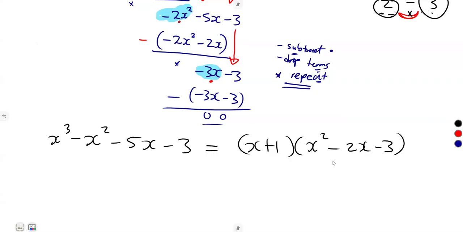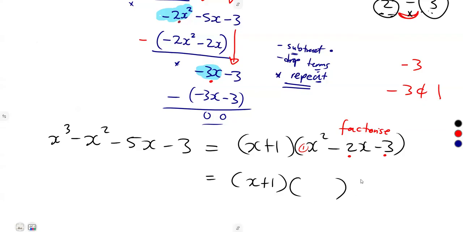Can we factorize the second bracket? If possible, factorize, because you must factorize fully. And that's a quadratic. Remember, a quadratic, guys, it's easier to factorize. So when it is like this, you know that already you have got x plus 1. And here, let us see if this can be factorized. Do we have factors of negative 3 which give us negative 2? Factors of negative 3, yes, negative 3 and 1. If you add, you're going to get a negative 2. So thus, we can factorize this.